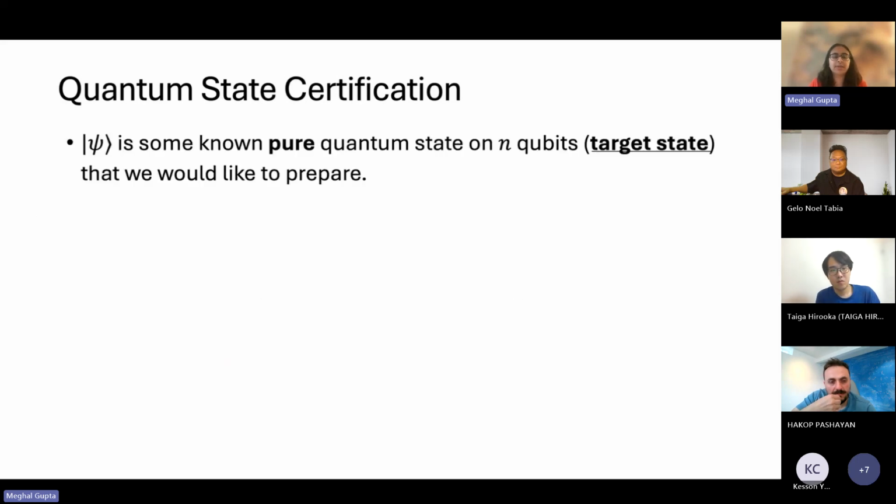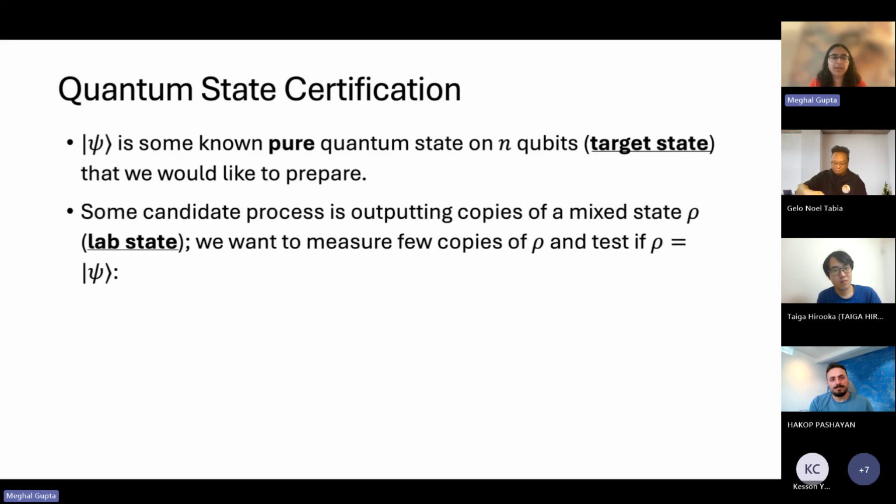One situation that might come up is that there's some quantum state psi on n qubits that you know about, but you want to prepare in the real world. So maybe we have some candidate process that's trying to prepare psi. It's outputting copies of some state that you hope is psi, but you're not sure. Then you want an algorithm to check if indeed this black box is actually outputting copies of psi rather than some other candidate state. So that's the problem of certification. Given a state rho, you want to check whether or not it's actually equal to psi.